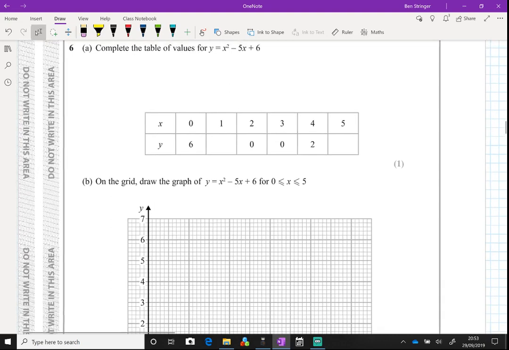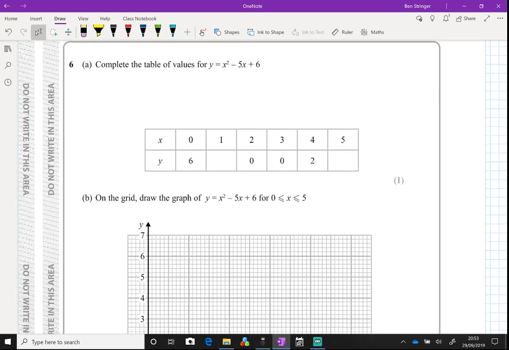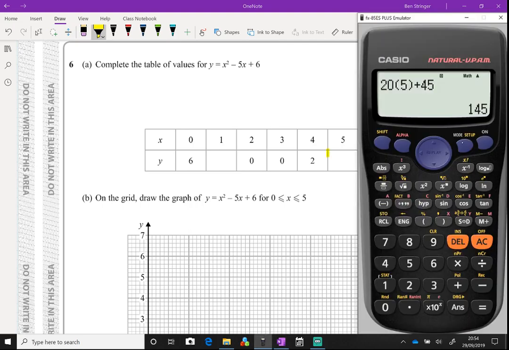Complete the table of values for this. I have a particular way of doing this. I know some people would substitute x as 1 into here: 1 squared, take away 5 times 1, add 6. There's nothing wrong with that, but sometimes students can make a mistake when there are negative values for x, so I tend to just use the table function. Mode 3 table. f of x is just function notation, basically means y. y is equal to x squared, subtract 5x, add 6.